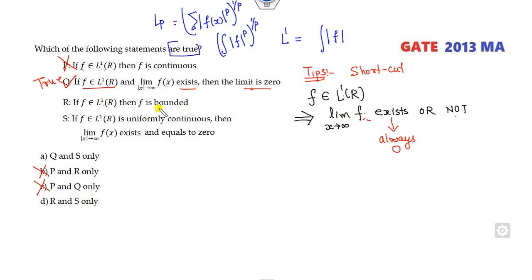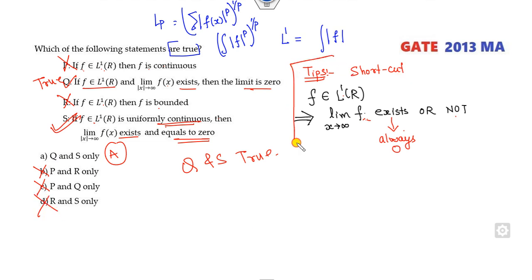If f is L1, then it is bounded. It is not true. Why? Because if f is not continuous, it is not bounded. If f is uniformly continuous, then the limit exists and is equal to 0. The same thing holds here. So q and s both are my correct statements. So A is my correct option. That's a very simple one-line shortcut tip for you.